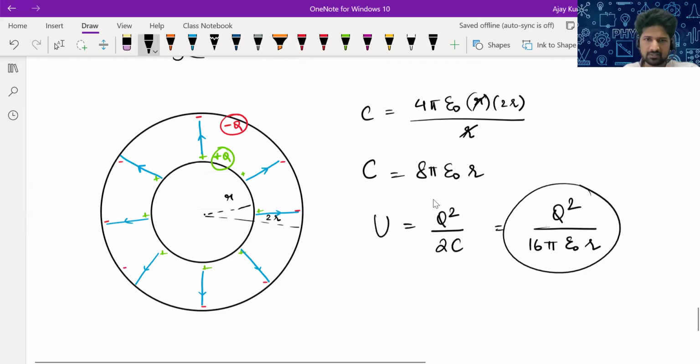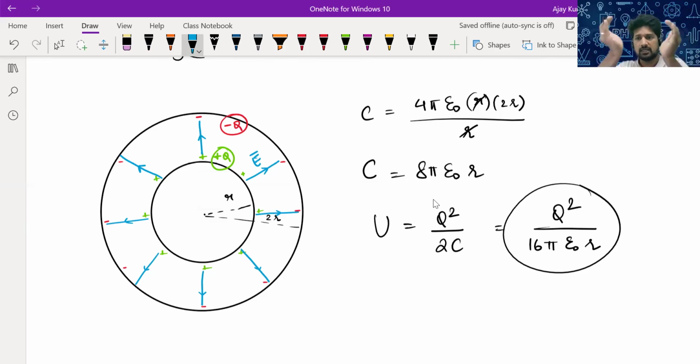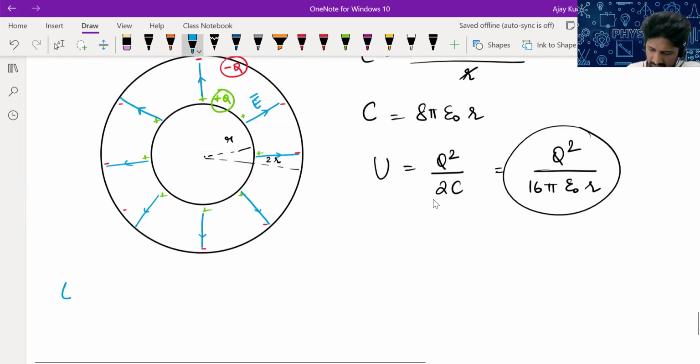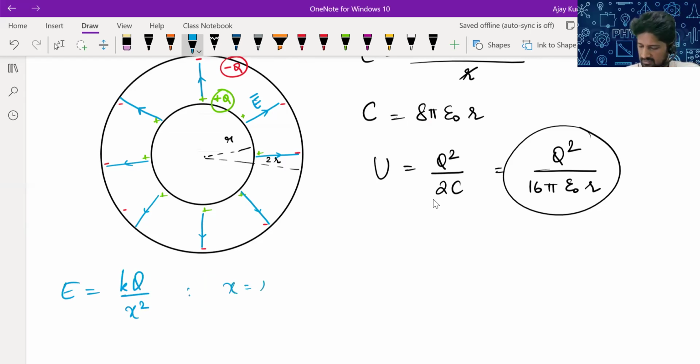Now between these two shells, whatever electric field is present will be only due to the inner shell. The outer shell, being uniformly charged, cannot create a field inside itself. So whatever field arises is only due to the plus q. And you can write the expression for that field as kq by x square, where x is the distance from the center. And that field extends from x equal to r to x equal to 2r. It is radially directed, and with radius, the field changes.